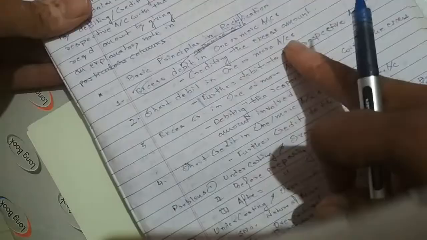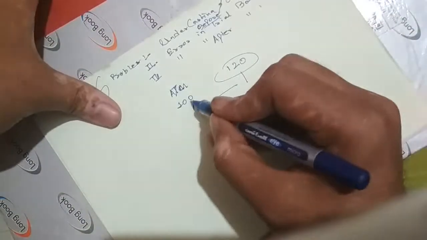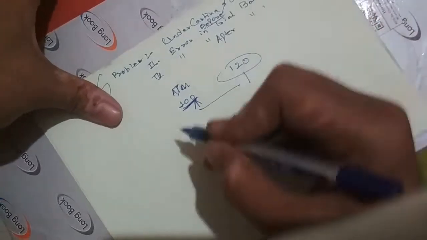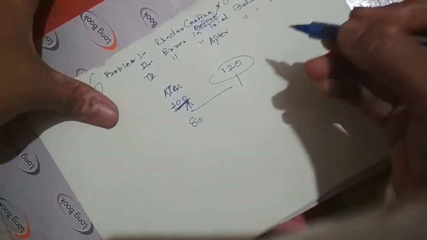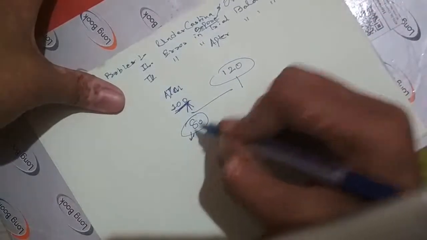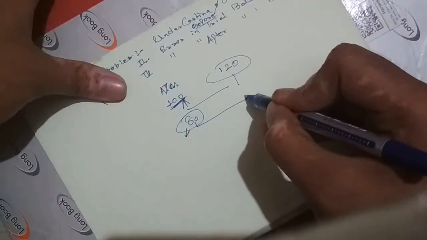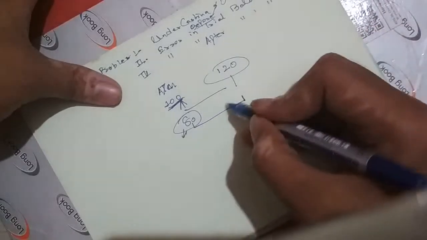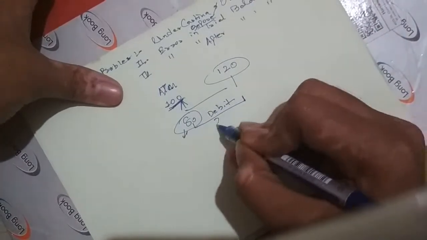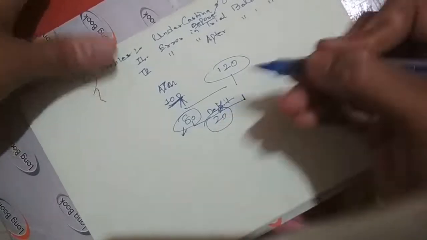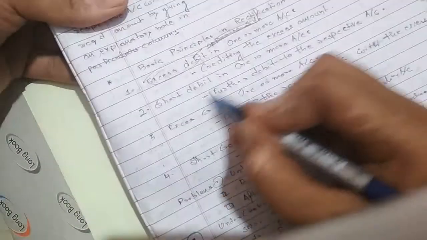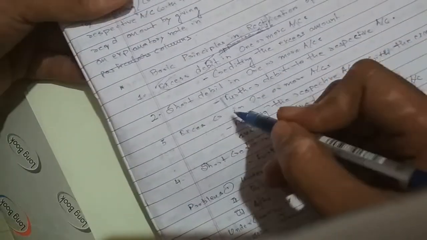We will move on to the second rule: short debit in one or more accounts. Let's say the ATM charge is 100, but you charged only 80 rupees. Later, when the back office audits the register, you find that you have taken 20 rupees less. They tell you to cut an extra 20 rupees so that it complies with the rules and regulations. So you again deducted 20 rupees. You are debiting his account. So according to the second rule, short debit in one or more accounts, you will further debit the respective account.